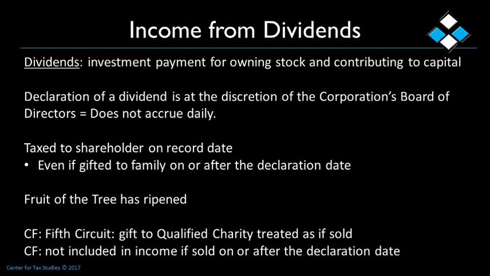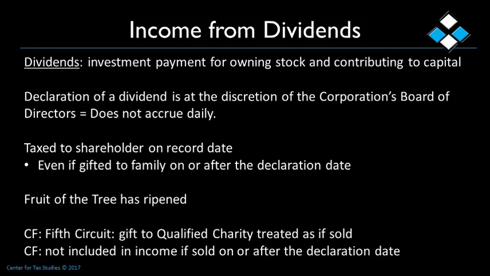The dividend is taxed to the shareholder on record date. So what this means is that even if the dividend is gifted to family on or after the declaration date, the fruit of the tree doctrine would state that the fruit of the tree has ripened, and therefore the dividend should be included in the original owner's tax return.